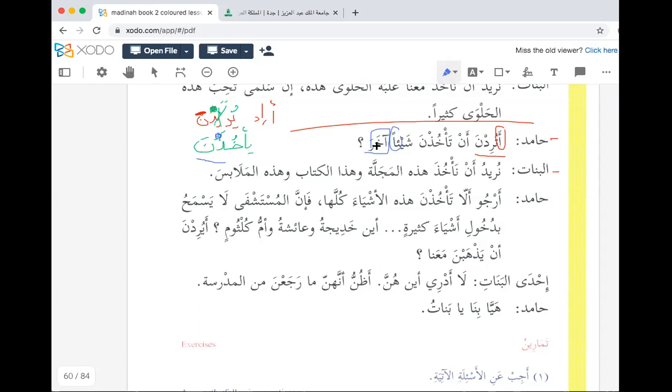Okay, so آخر, this is نعت of شيئا. شيئا is مفعول به from تأخذنا. آخر is نعت of شيئا. It only has one fatha because it's ممنوع من الصرف. شيئا آخر.